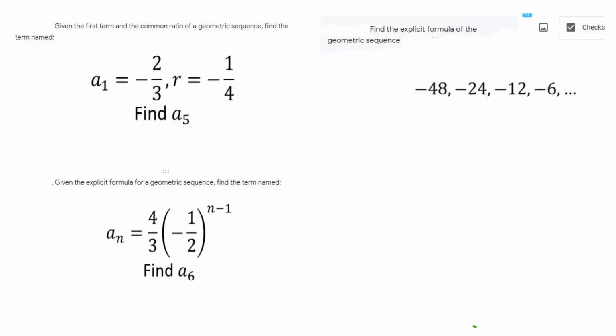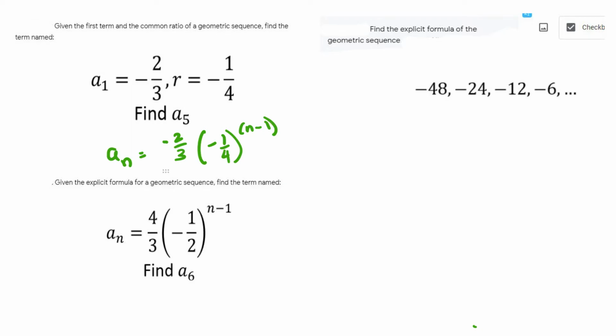In this first example, it says given the first term and the common ratio of a geometric sequence, find the term a5. In order to solve this, we have to write the explicit formula. So a sub n is equal to our starting number, negative 2/3, times our r value, which was negative 1/4, to the n minus 1.